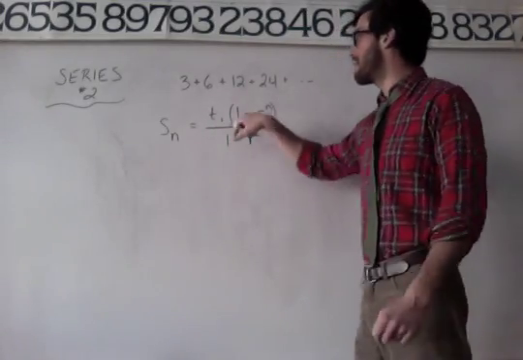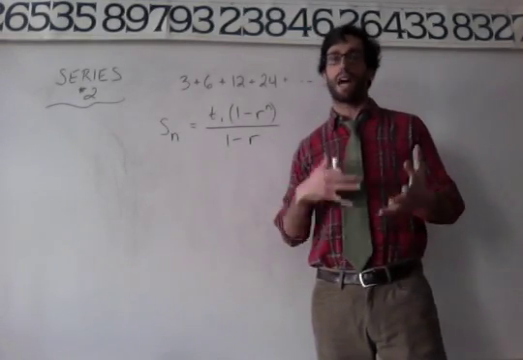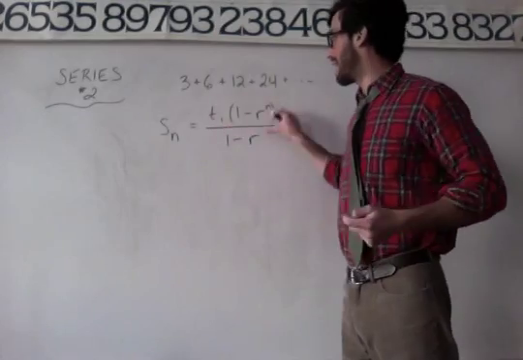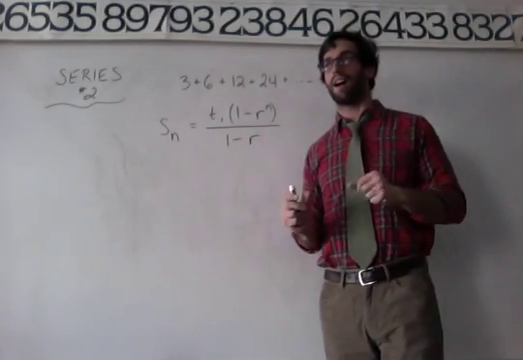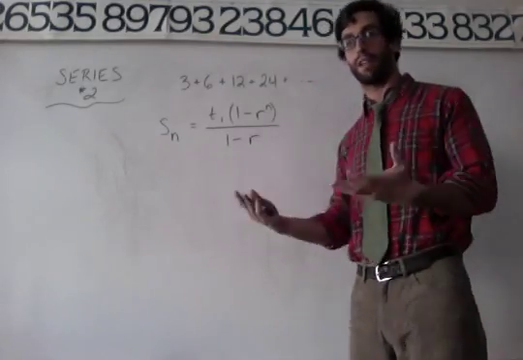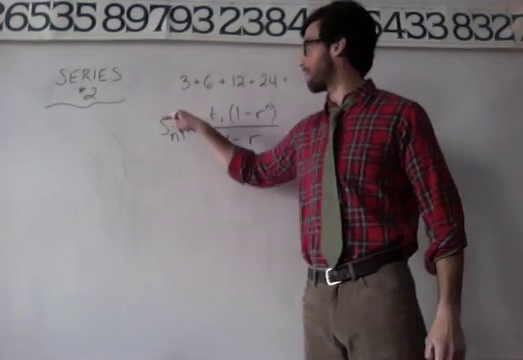Where this comes from is in the textbook, but it's pretty complicated. You're not going to be held accountable to really understanding where that comes from. It's a lot of manipulation algebraically. The arithmetic one is much more friendly to understand. Okay, this is the formula for a geometric partial sum.